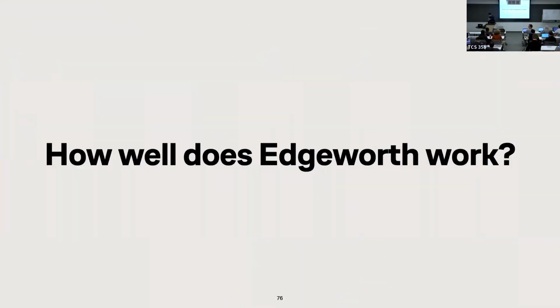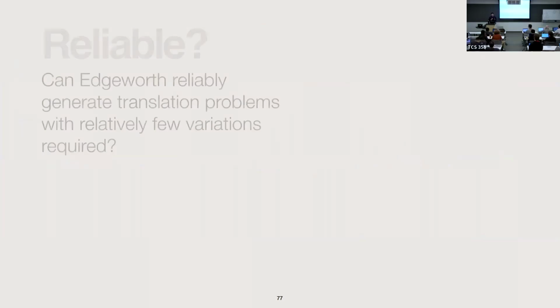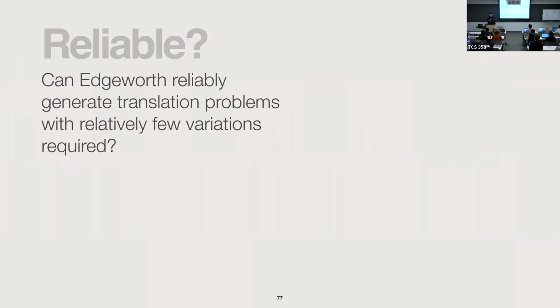Well, so how well does Edgeworth work? To evaluate Edgeworth, we ask 3 research questions. Number 1, is this approach, random mutation, reliable? Because we're performing them at random, even if they type check, they might produce wacky diagrams. So can Edgeworth reliably generate suitable diagrams for translation problems with relatively few variations required?